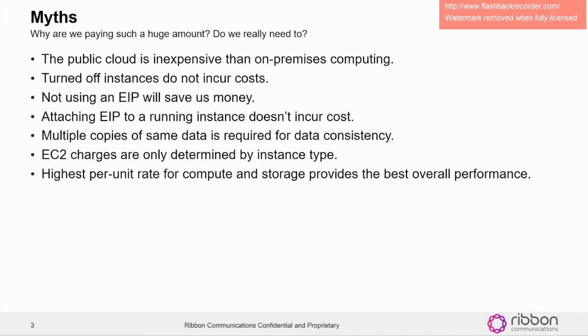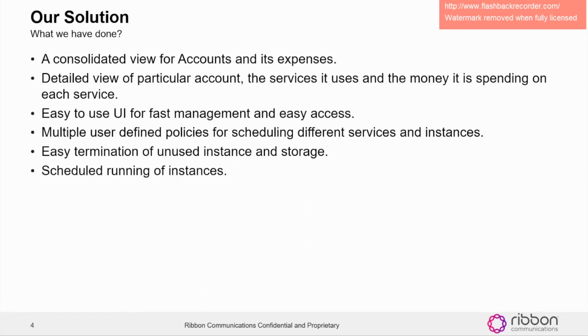Myth: multiple copies of the same data are required for data consistency. AWS already provides a backup. We have the option of snapshots for that, or else we can use code versioning. Myth: EC2 charges are only determined by its type. It's a great myth. So what have we done in these 48 hours to overcome these problems?